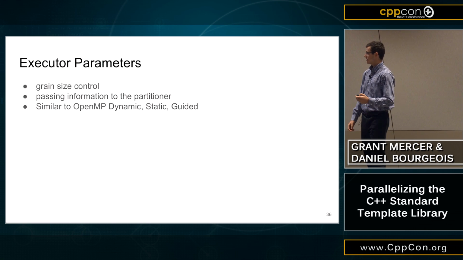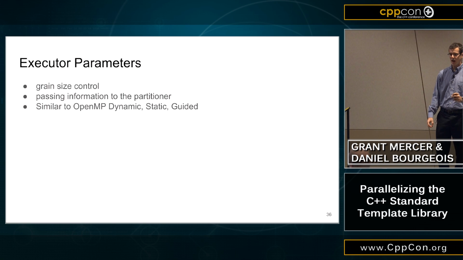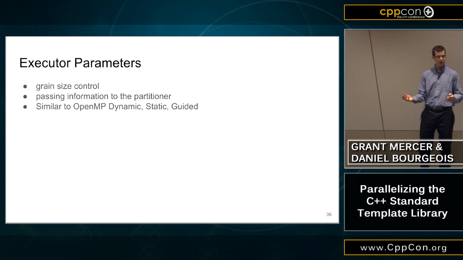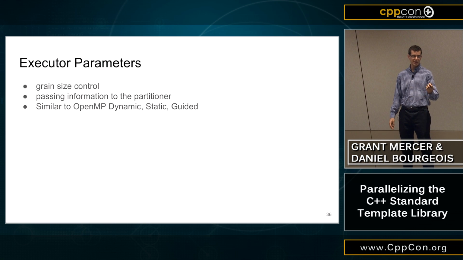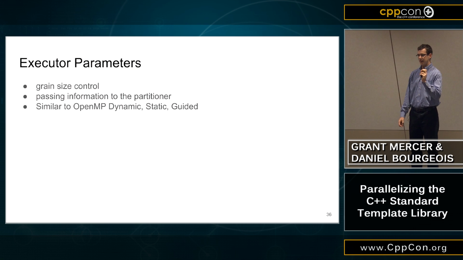So the idea is that it just has a function that defines how much work should be done given the number of processors available, as defined by an executor. It's similar to the OpenMP dynamic, static, and guided, but we've also used an auto chunk size. What that does is it measures an amount of work, and then based off of that amount of work, it decides what the rest of the work items should be.